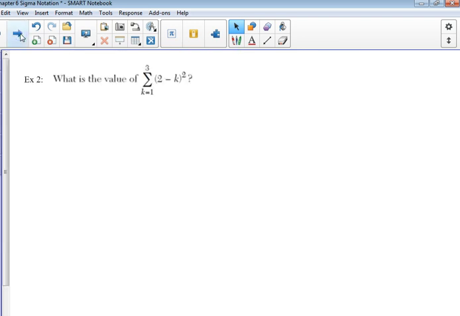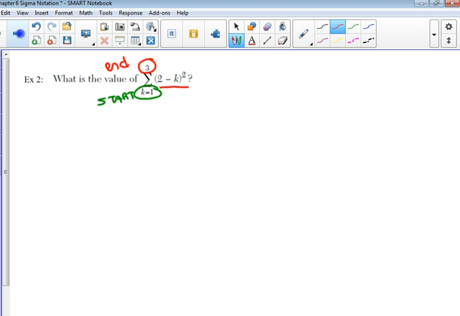All right, so here we have, what is the value? We have our lovely little sigma. What's your starting number? What's the first number we should be plugging in here? 1, good job. This is your start. And what number are we going to stop after? 3, good job. This is going to be the end. Here's your formula. We're going to start by putting in the 1 for where we see a k.